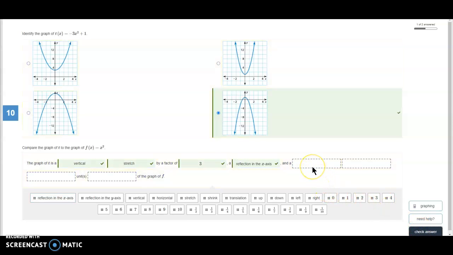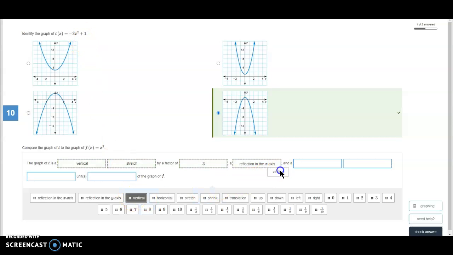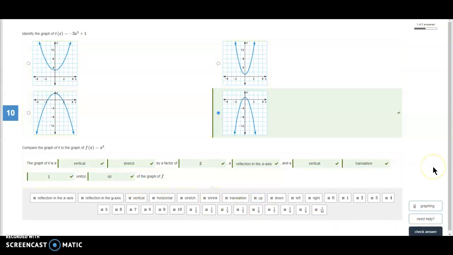And this is going to be talking about it being moved up or down. I see this plus 1, so that's a vertical translation of how many units? Well, it's plus 1, so 1 unit, oops, where'd it go? Oh, I did get it in there. 1 unit up. I'll check my answer, and that's all good.